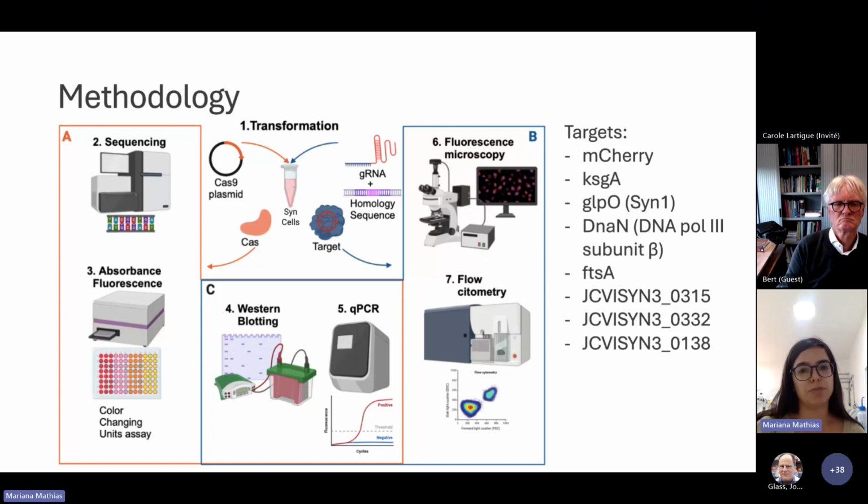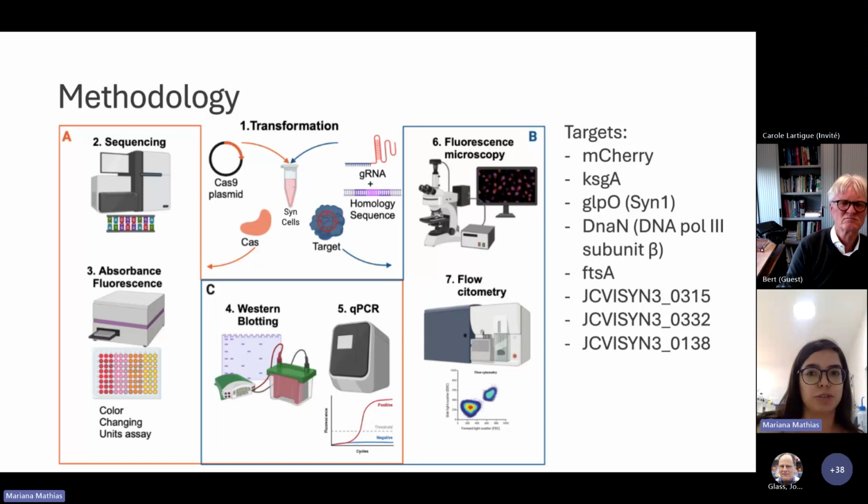And then we're going to transform as well with our guide RNA and a homology sequence so we can induce some changes in our genome. And we'll see through fluorescence microscopy, of course, for the mCherry protein, and we'll analyze as well on flow cytometry. And of course, we're going to see if there are changes in our genes that are being mutated through qPCR.